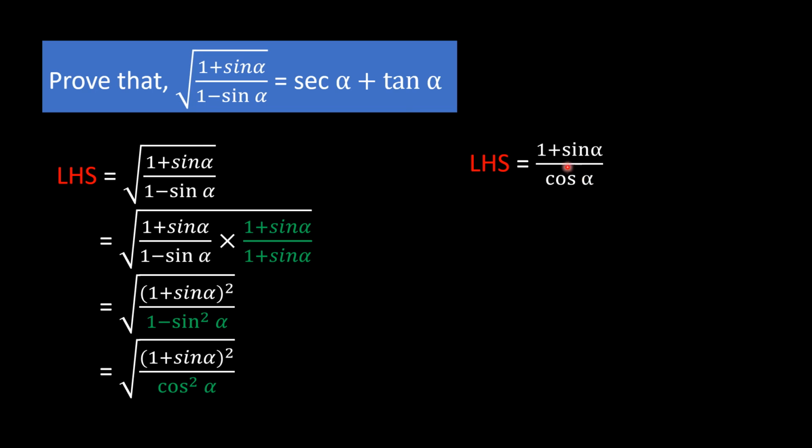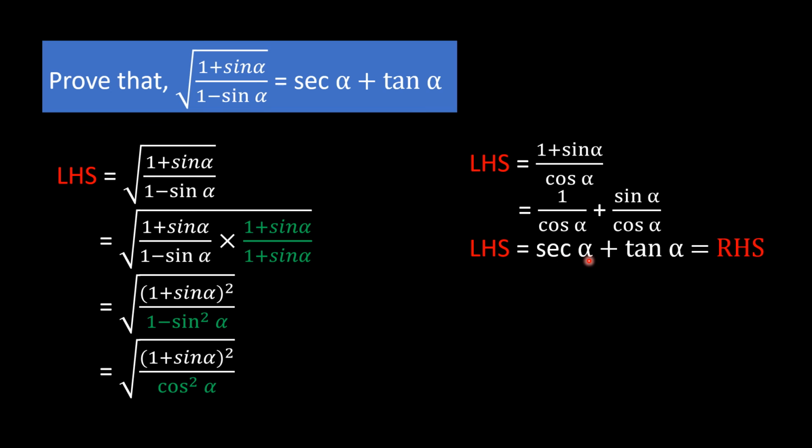Now there are two terms in the numerator, so we will divide separately. So we write 1 divided by cos alpha plus sin alpha divided by cos alpha. Now 1 divided by cos alpha is sec alpha, and sin alpha divided by cos alpha is tan alpha. So this is our right hand side. Hence our statement is proved.